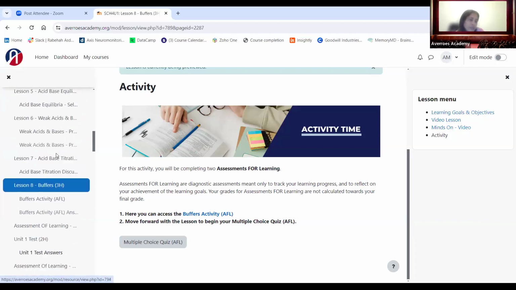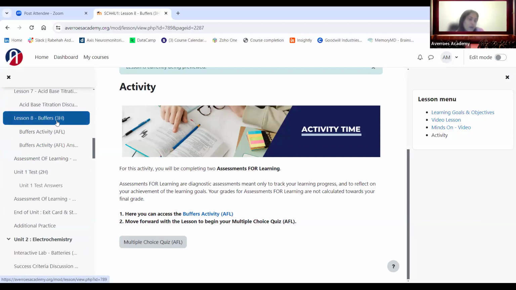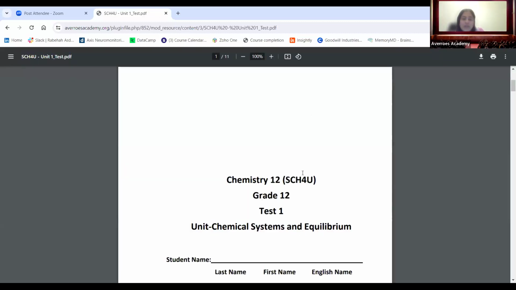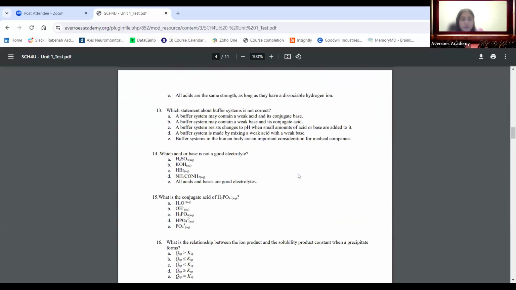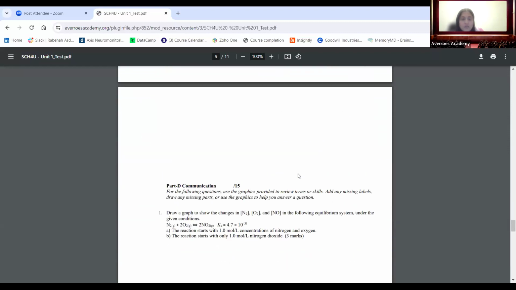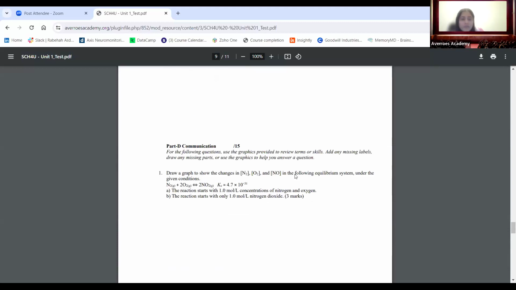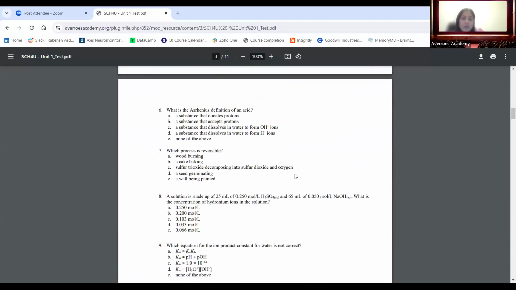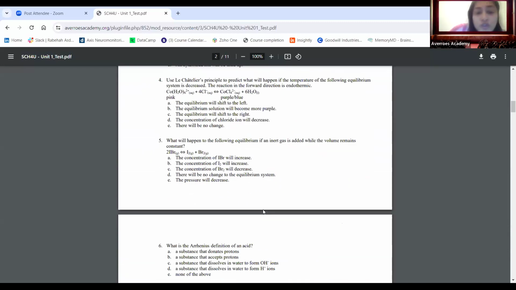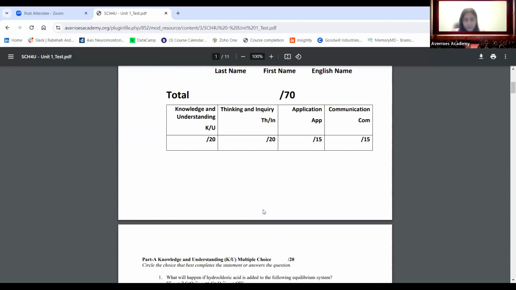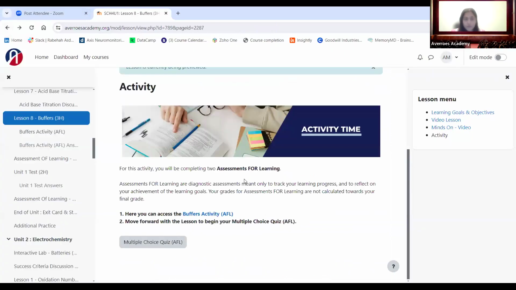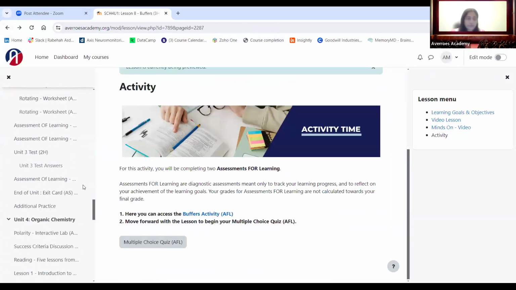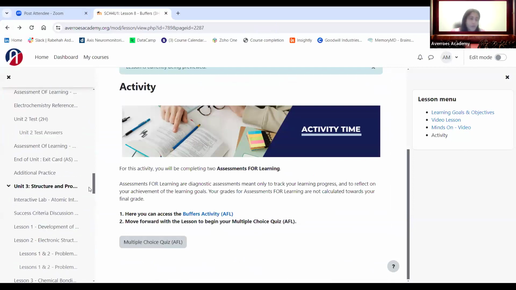So yeah, we're reaching towards the end of unit one, which is good. So you have a unit test coming up. And here it is right here. So if you can go ahead and start working on this after you've done all your quizzes, and refer to your older lectures, the older lessons, when you're doing this test.